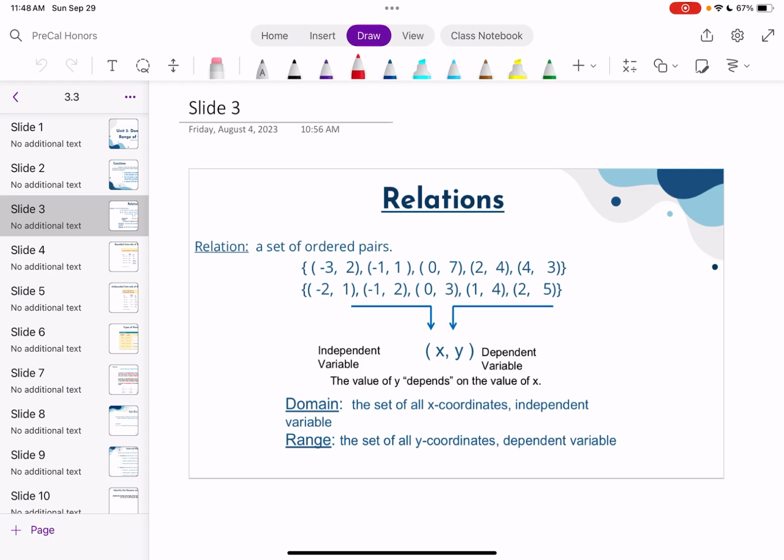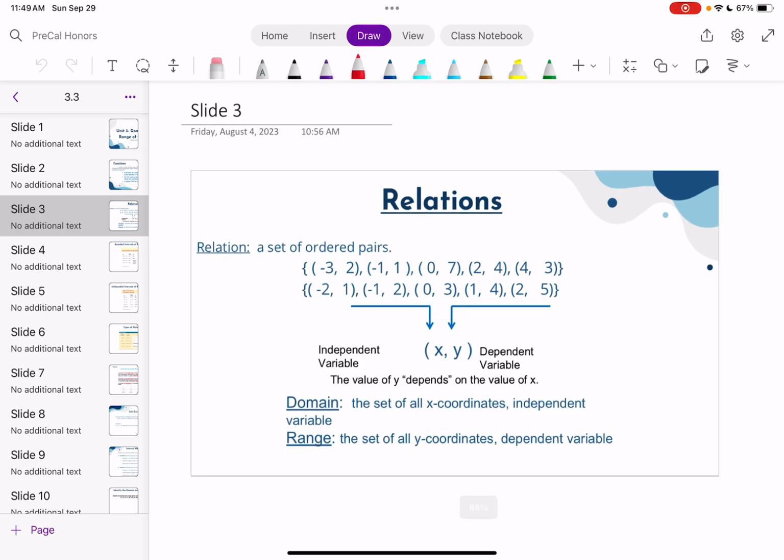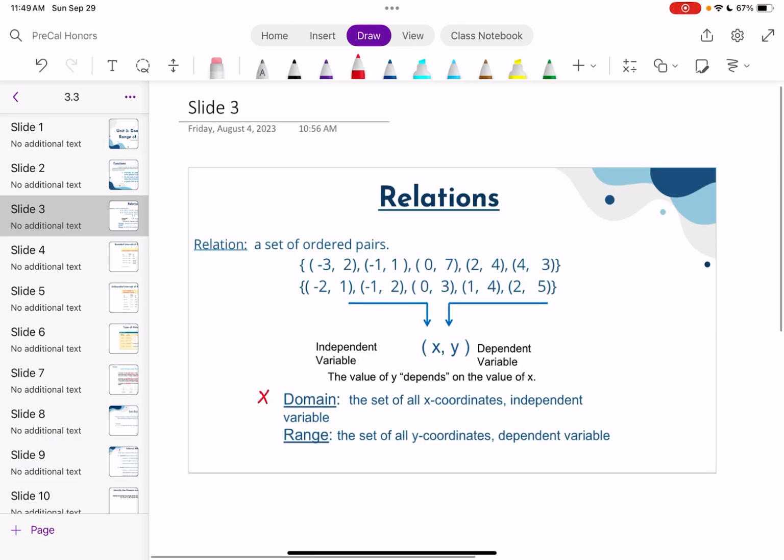Let's take a look at slide 3. In slide 3, this goes over the understanding of what our points look like within our ordered pairs, what our dependent, independent variables are, and how they relate to domain and range. So to first start off, our domain and range. Our domain are always our x values. Our range are always our y values.